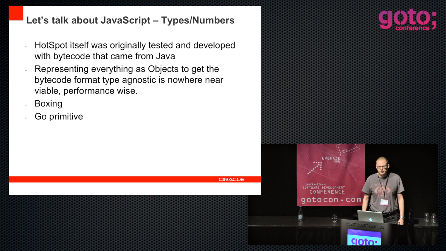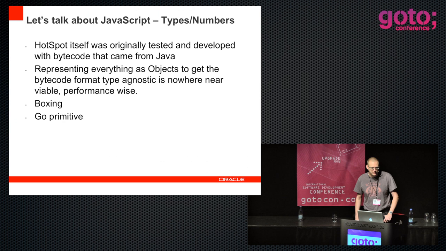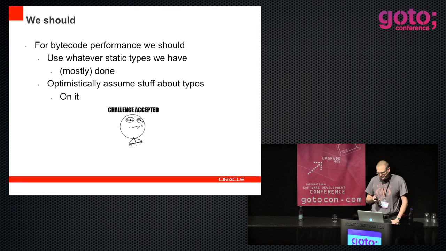I feel a bit constrained by the bytecode format as my compile time target, being an old compiler writer that has had various native assembly dialects as my compile time targets. But that's the way it is in this high-level project. But at least we can work with the JVM to make it faster. So for bytecode performance, we should at least use whatever static types we can prove.